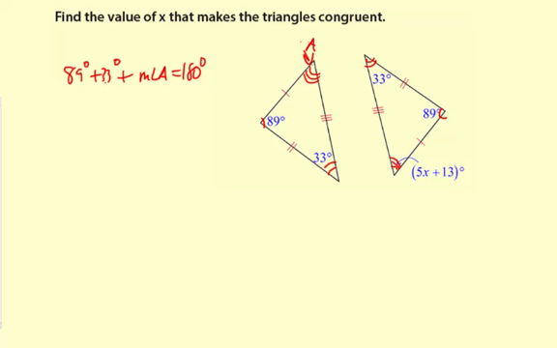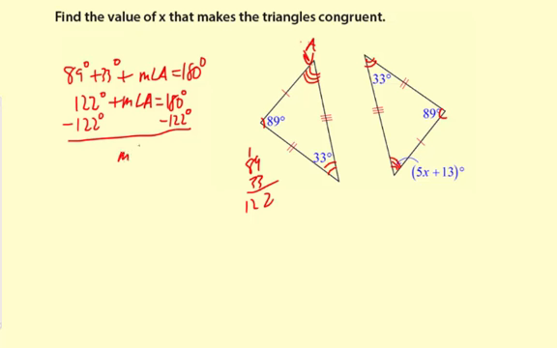Okay, now this 89 plus 33, we can combine those. So let's see, 89 and 33. That's 122 degrees. So there you can see 122 degrees plus the measure of angle A equals 180 degrees. To find the measure of angle A, I'm going to subtract 122 degrees. So the measure of angle A is 58 degrees.